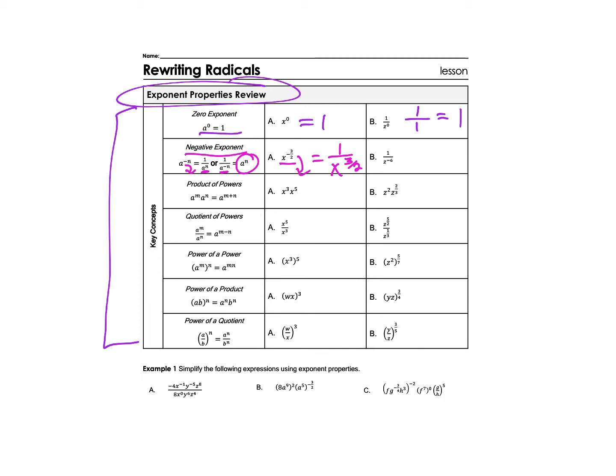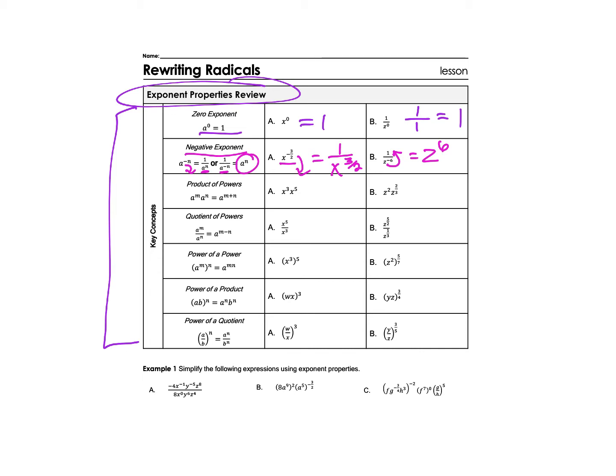Looking at part B here, notice I have my base z, which is what's directly in front of the exponent. It has a negative exponent, so I'm going to take it and move it up. So I will have z to the positive 6th power for my answer there.